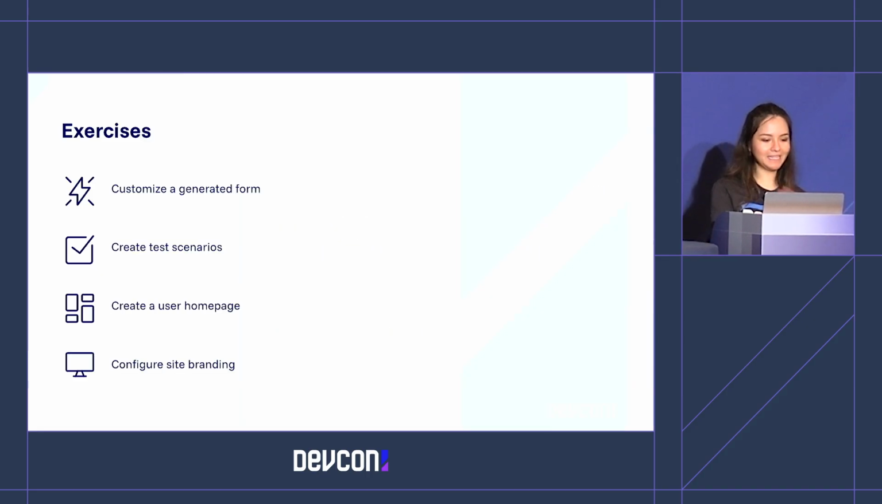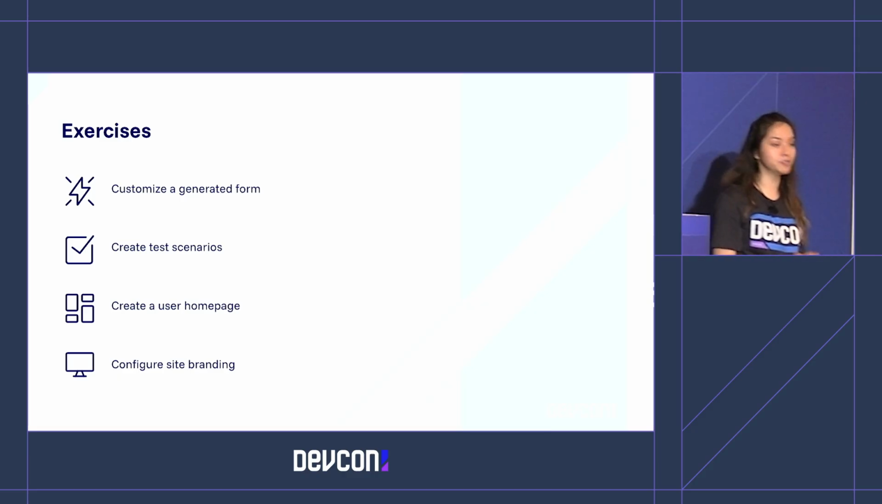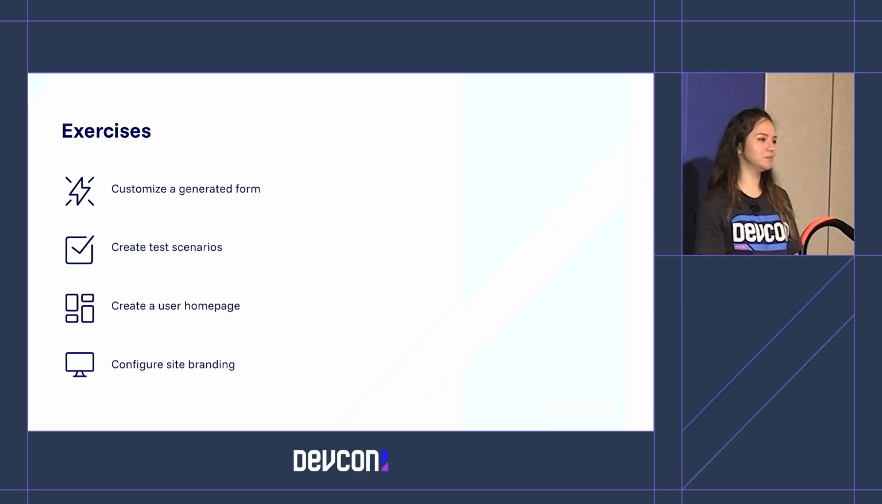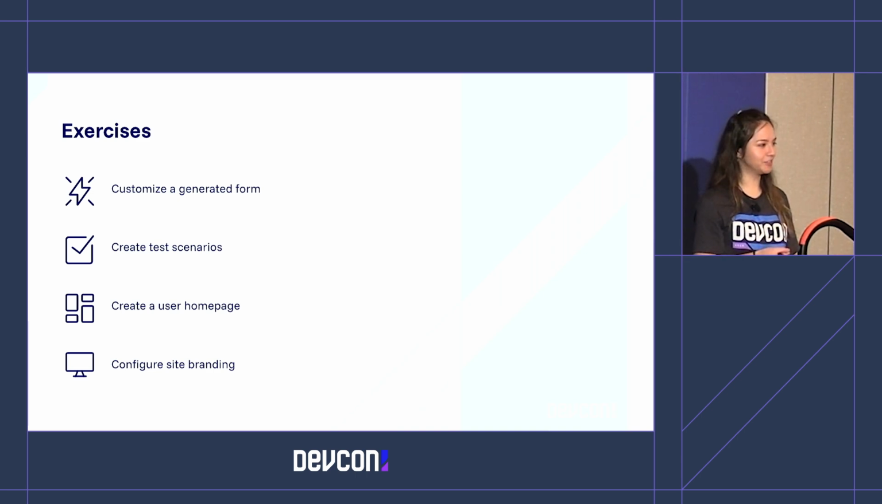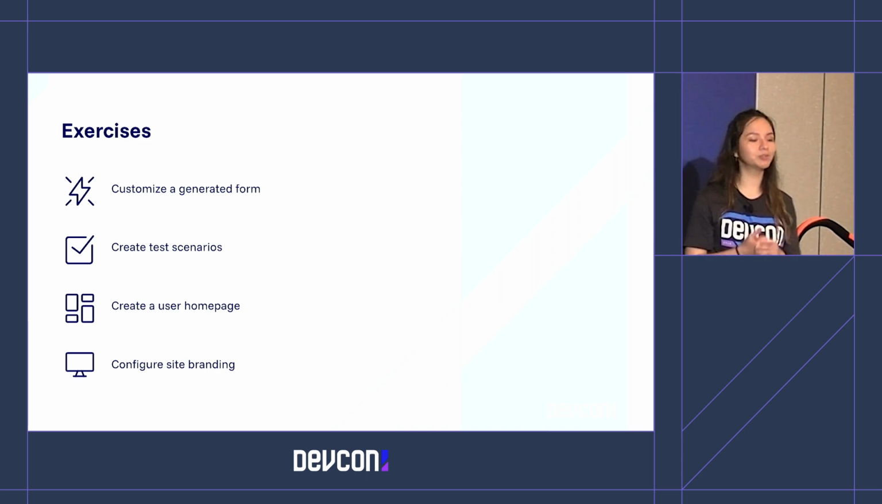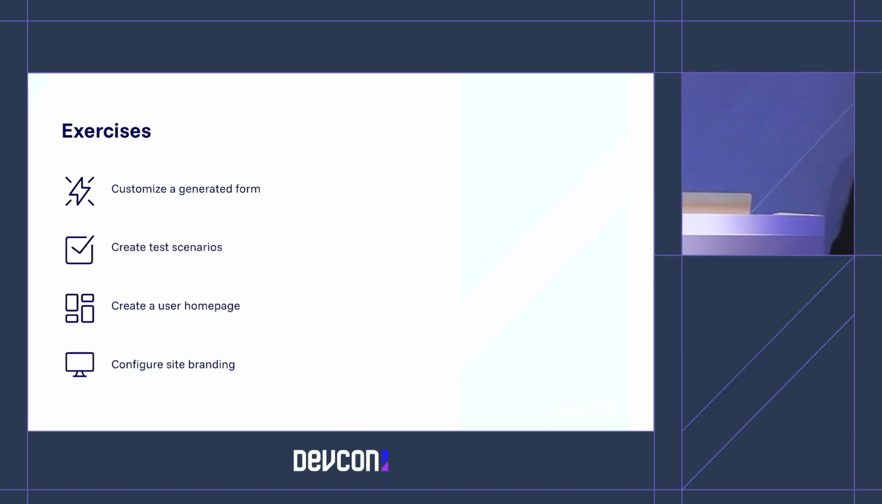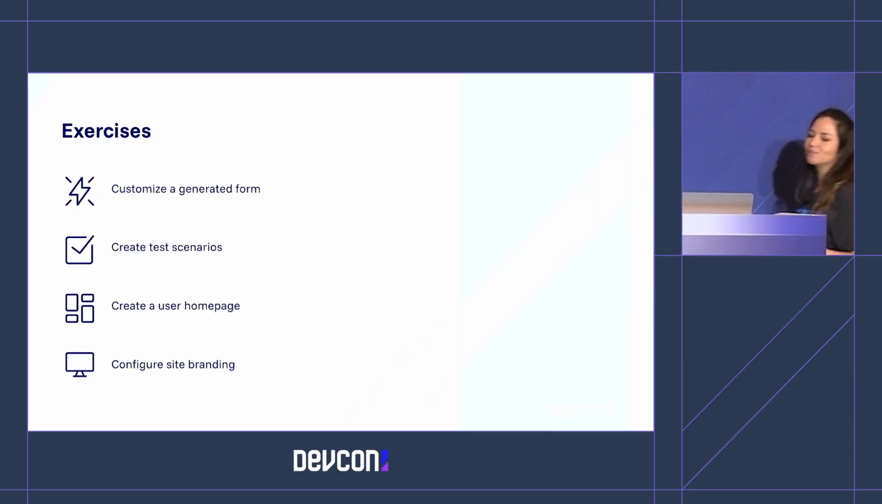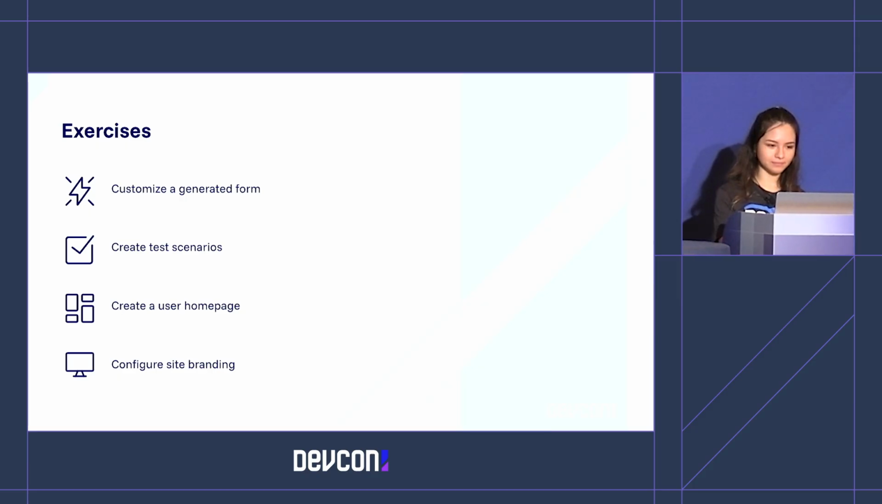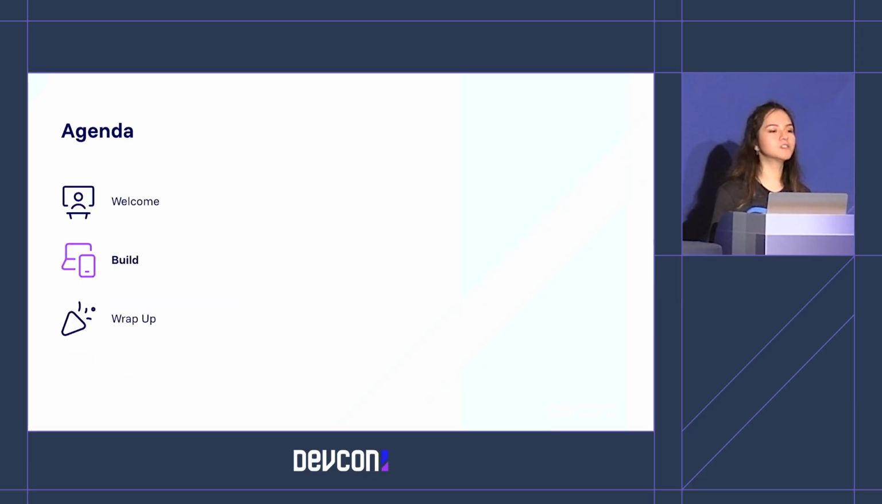Again, these are the exercises. There are going to be 4 exercises that we are going to be working with. One is going to be generating that wizard form, creating some test scenarios. Then we are going to be creating the homepage. And then we are going to edit the branding so that it's pertinent to that company. So now let's move on to the build.